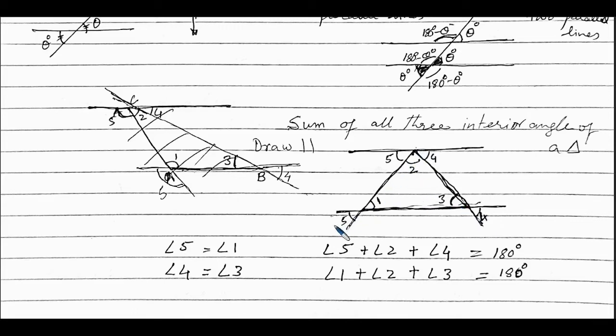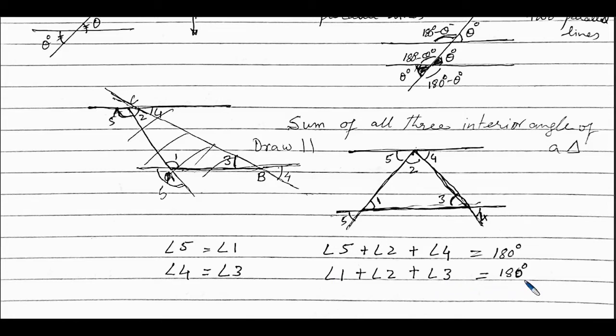Similarly, I cut this here. This is the internal angle here, and this angle I call 5. So this angle and this angle are the same. So I write angle 5 is equal to angle 1, angle 4 is equal to angle 3. Now I write angle 5 plus angle 2 plus angle 4 is 180, because this is a straight line, so this has to be 180 degrees. And I know that angle 5 is angle 1, so I substitute it, and angle 4 is equal to angle 3. So angle 1 plus angle 2 plus angle 3 is equal to 180 degrees.